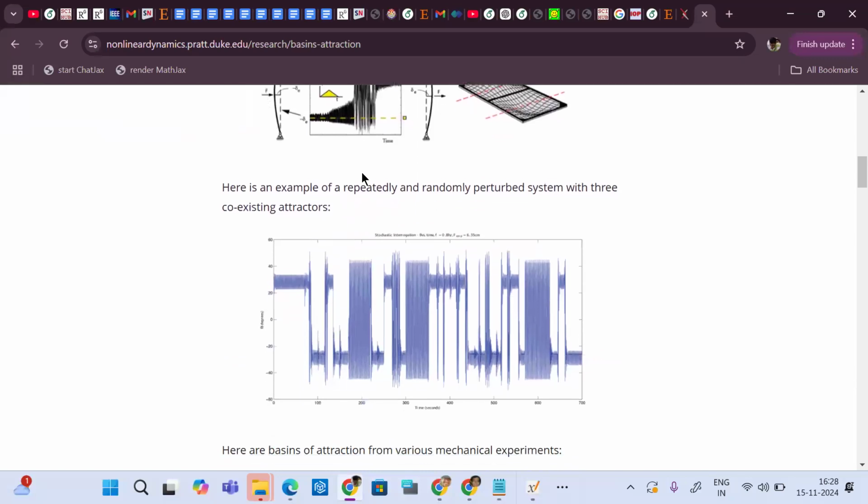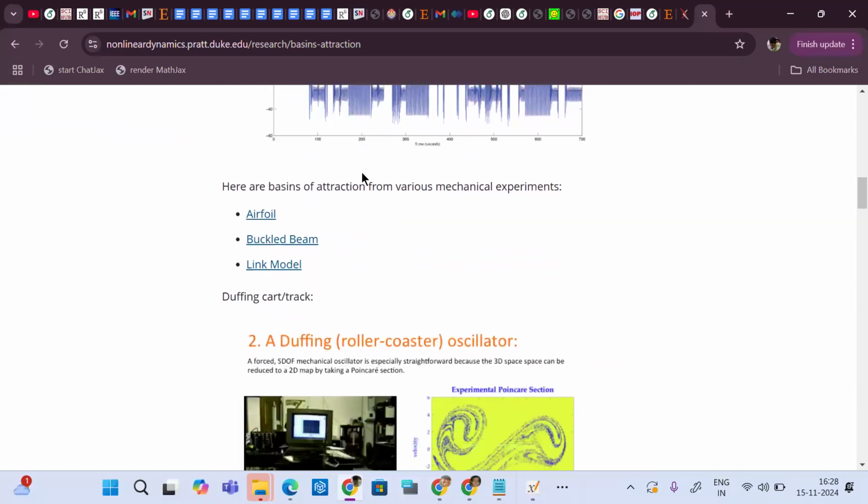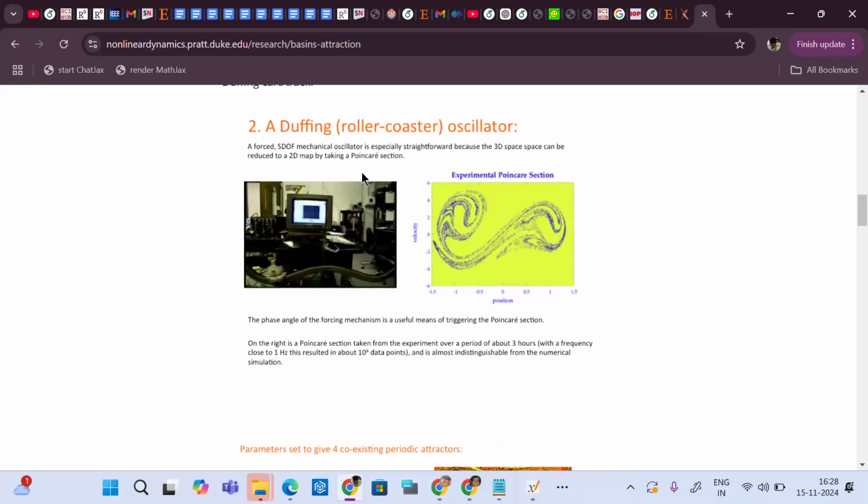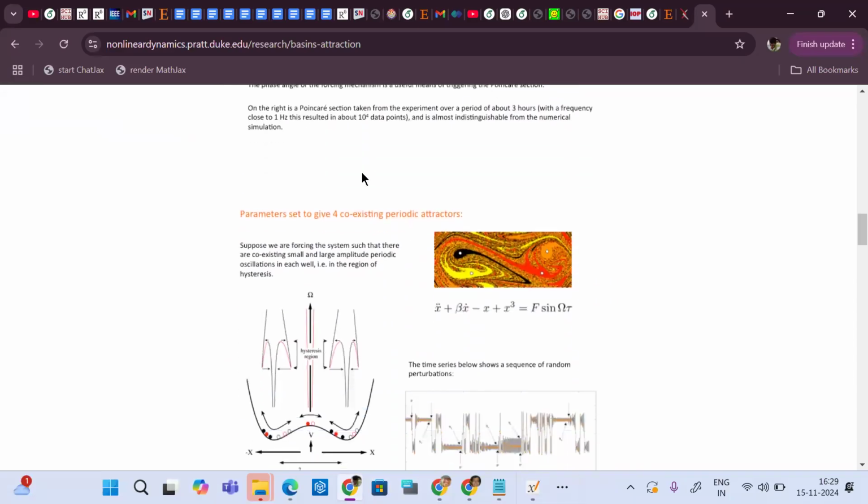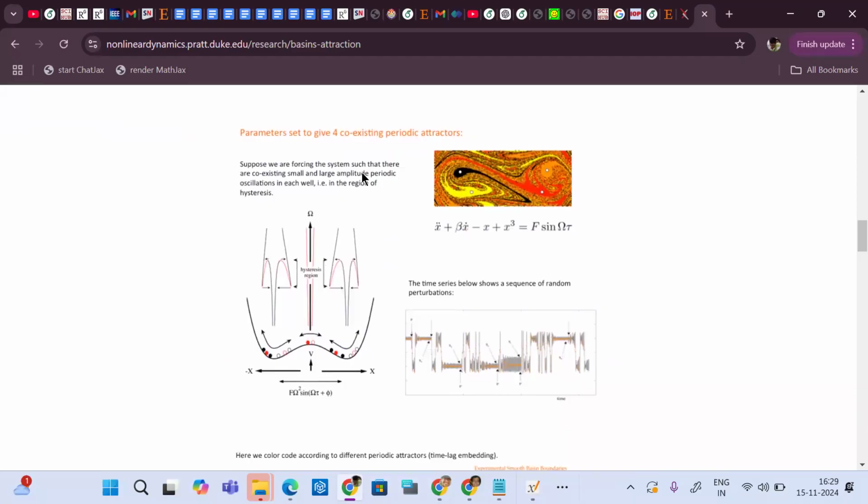You can see that they have done a lot of study here. There is a roller coaster oscillator, and they have done some experimental studies in nonlinear dynamics. I leave it to you to explore. This is one of the basin of attraction diagrams. You have four coexisting attractors here, so in the basin of attraction you see four different colors: yellow, orange, red, black. You can see how complicated this diagram is. It has a fractal-looking structure.